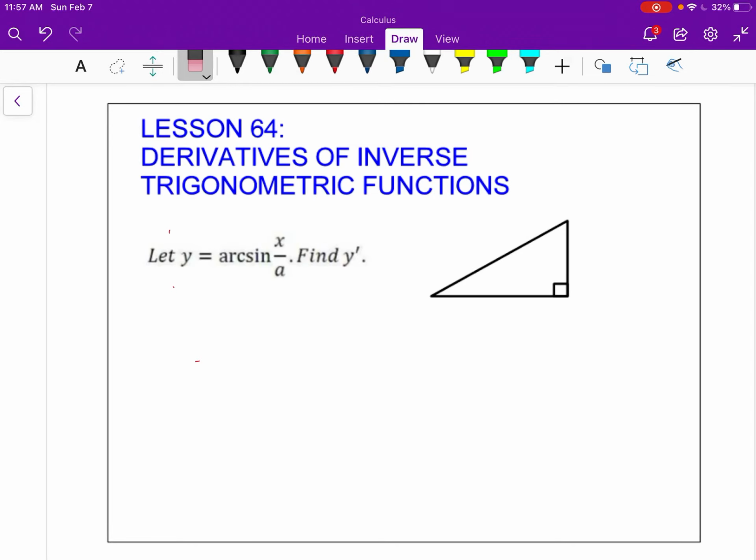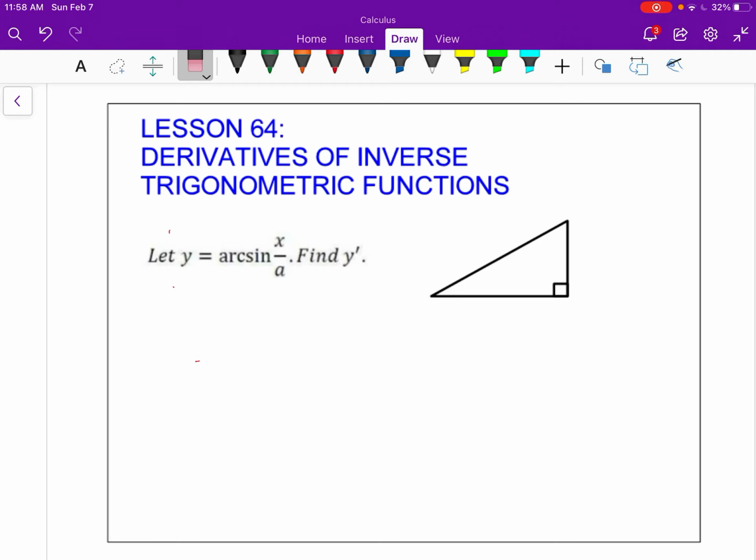We are going to study the derivatives of inverse trigonometric functions in lesson 64 today. We'll go ahead and find what these derivatives are to start with, and then we'll do some examples, and then we'll see integrals that when we integrate, we will get the inverse trig functions. So let's go ahead and jump in.